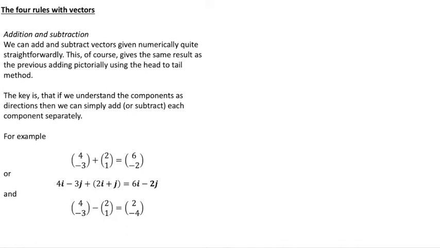If we're subtracting, it's the same job. We have (4, -3) take away (2, 1), so the i component is 4 take away 2, which is 2. And the j component is -3 take away 1, which is -4. And if we write them in component form, you can see why it's important to make sure you put brackets, because we now want to make sure that the j in the 2i + j is indeed subtracted, whereas without the brackets it wouldn't actually say that. So we've still got the same sum going on.